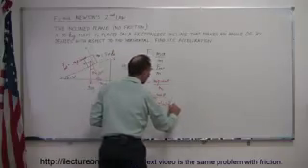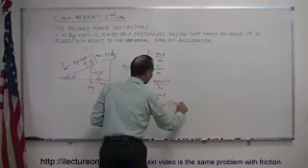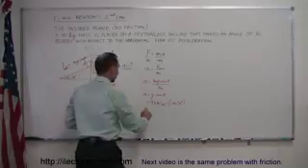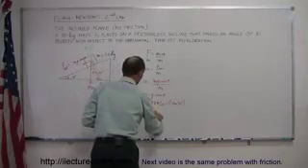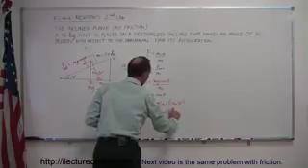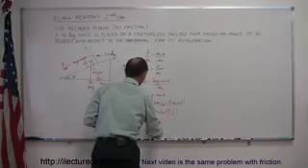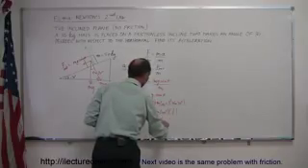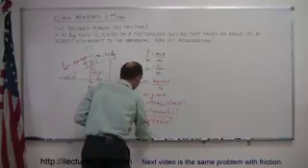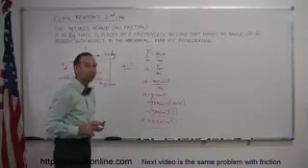And the sine of theta is now the sine of 30 degrees. The sine of 30 degrees is 1/2. So this is equal to 9.8 meters per second squared times 1/2. And so this is equal to 4.9 meters per second squared. And that is the acceleration of the mass on that inclined plane.